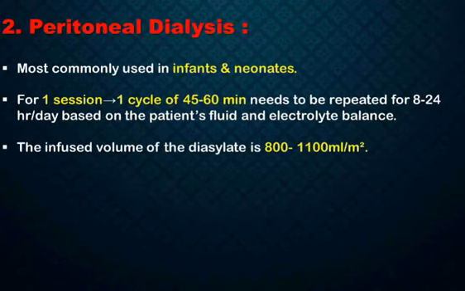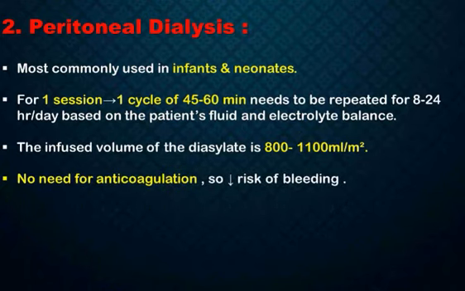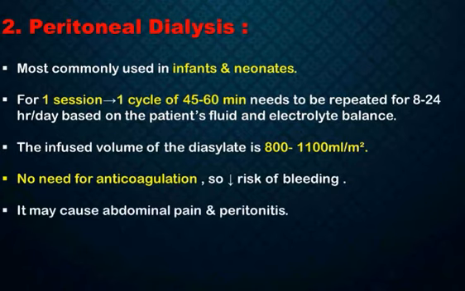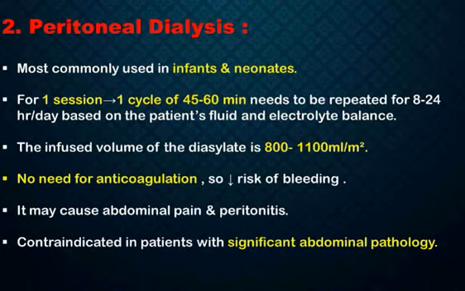The dialysis fluid is infused through the peritoneal cavity by inserting a catheter. So there is no need for anticoagulation and no risk of bleeding, but the complications may include abdominal pain and peritonitis. If your patient is suspected to have infection, peritonitis may be superadded, and peritonitis may lead to life-threatening sepsis. Of course, it is contraindicated in patients with significant abdominal pathology, obstructive uropathy, hydronephrosis, a tumor, or something related to the GIT, making insertion of the catheter into the peritoneum difficult.